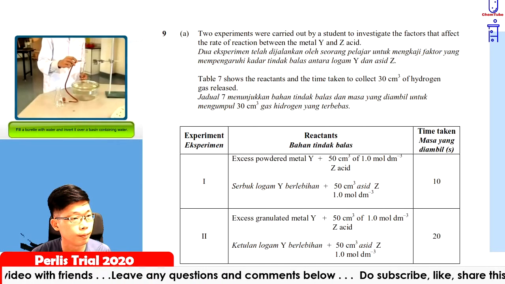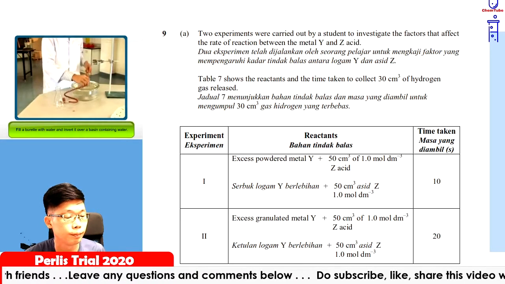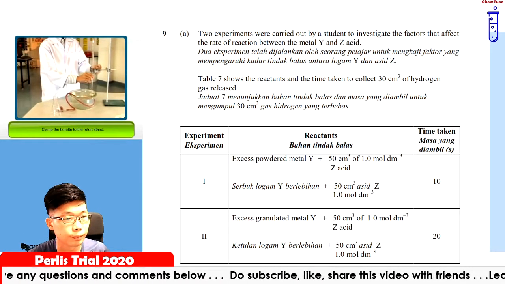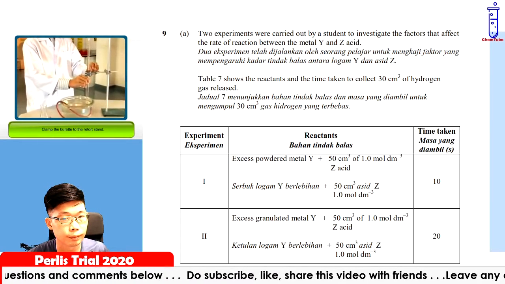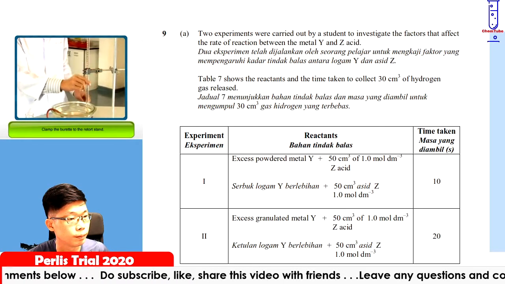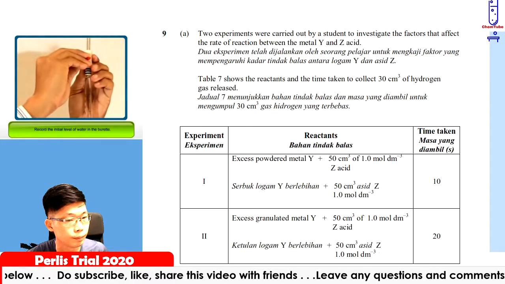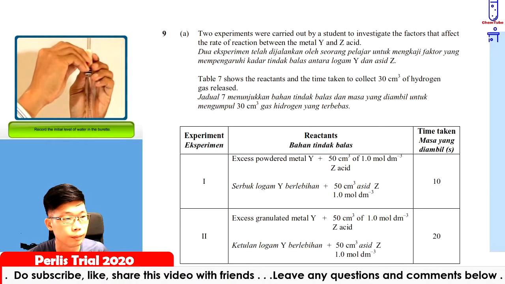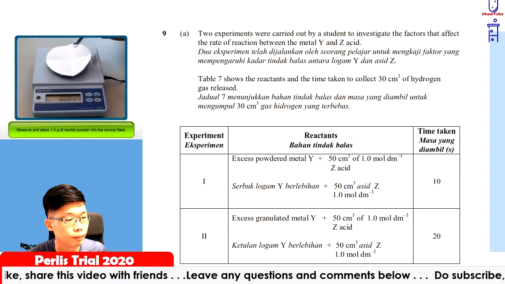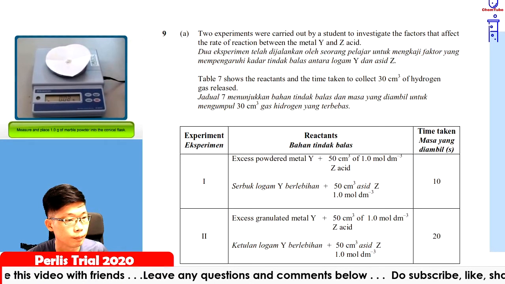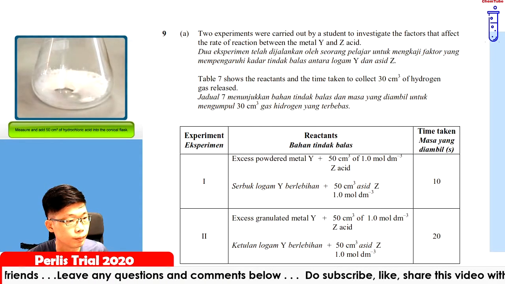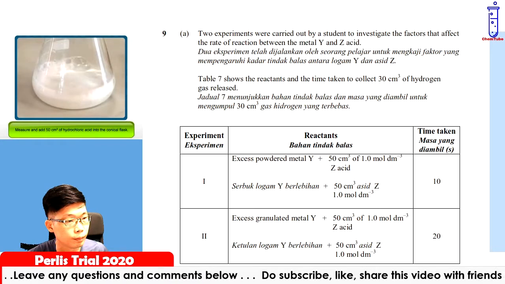Fill a burette with water and invert it over a basin containing water. Clamp the burette to the retort stand. Record the initial level of water in the burette. Measure and place 1 gram of marble powder into the conical flask. Measure and add 50 cubic centimeter of hydrochloric acid into the conical flask.